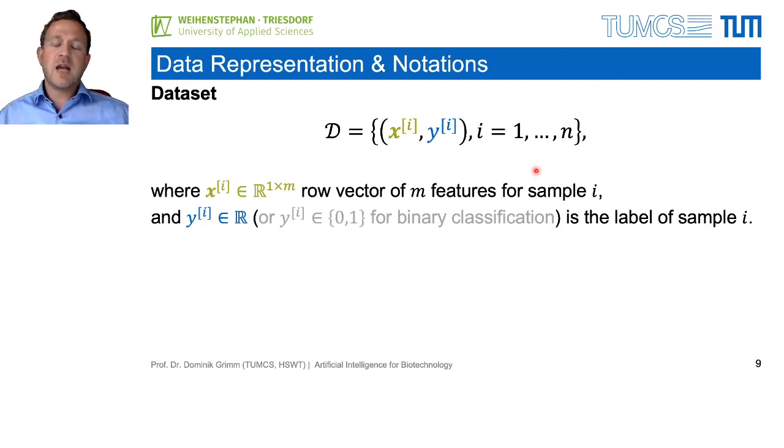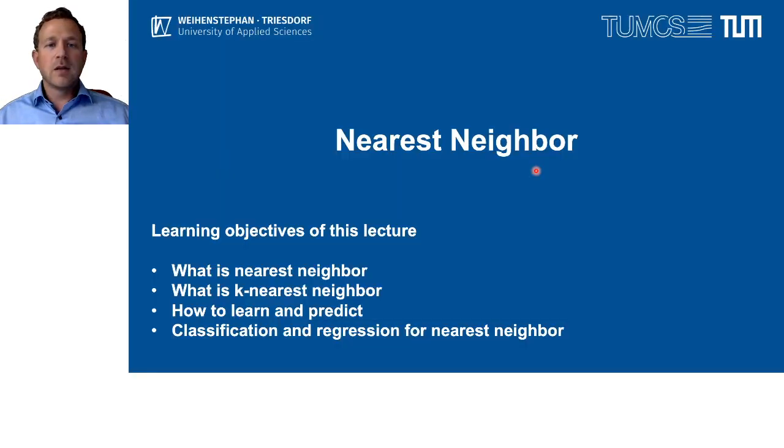And with this, we now can start to define our first machine learning model, namely the nearest neighbor model. And what will we learn here? We will learn what nearest neighbor and k-nearest neighbor are. We will learn how we can train and predict with this model, and how we can do classification and regression using the nearest neighbor model.